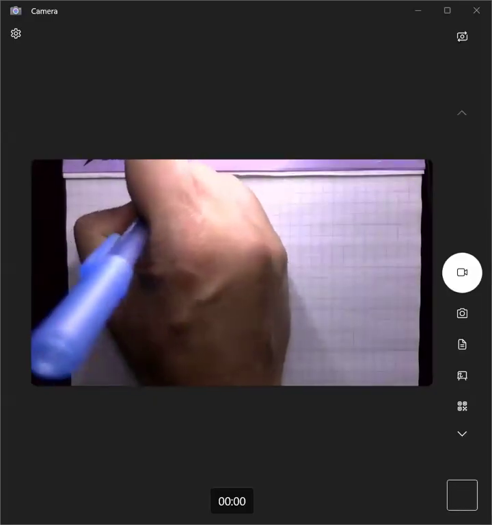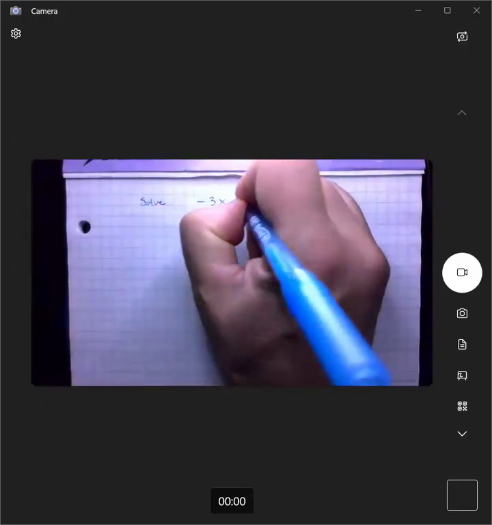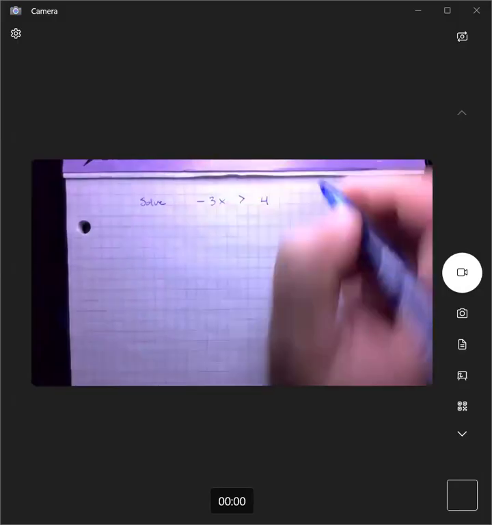I'm using a graphical approach. I'll do another example, and this time I will also write it in as interval notation. So let's solve -3x is greater than 4.